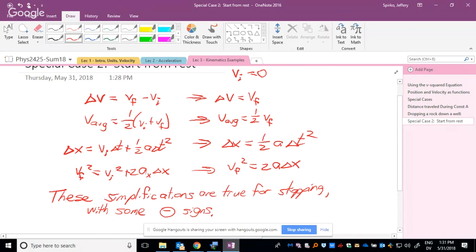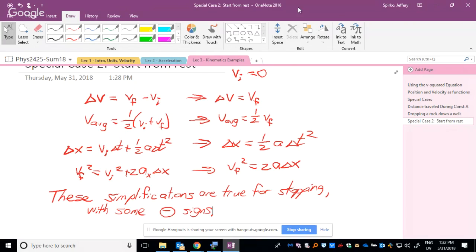The only difference is when you're coming to a stop, it's v final that's equal to 0 and v initial is not equal to 0. And some of the equations will have some minus signs in them. Like the delta v will end up being negative v initial. The v average will end up being 1/2 of v initial without a minus sign, because there wasn't a minus sign in here to begin with. The delta x equation is kind of counterintuitive, or maybe it's not counterintuitive, it's just not obvious. The delta x equation turns into delta x is negative 1/2 a t squared.